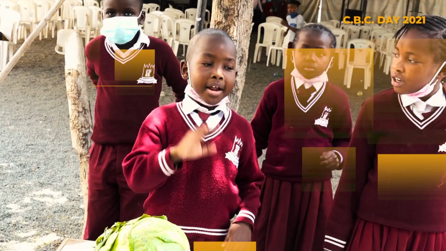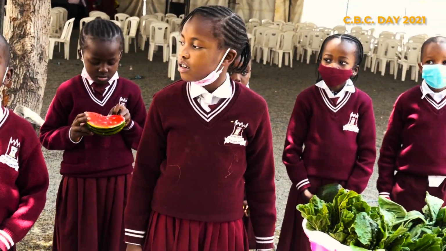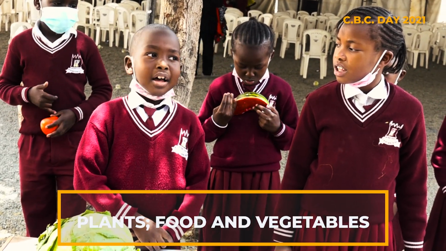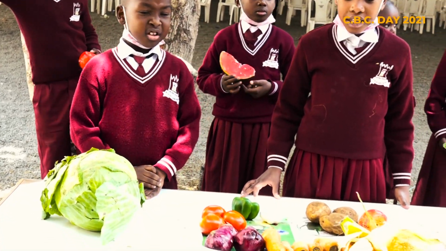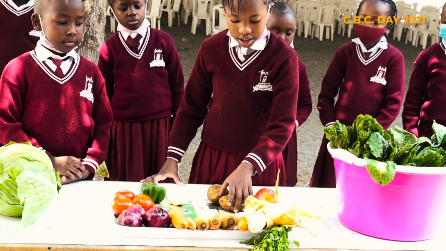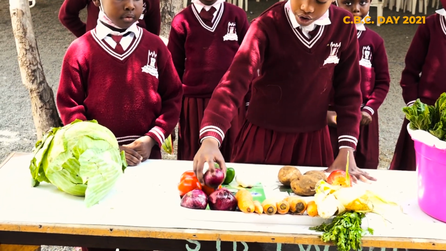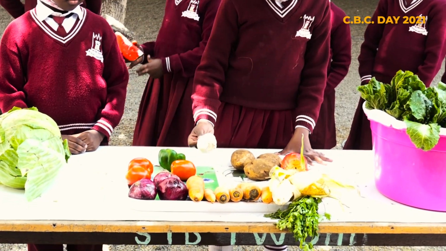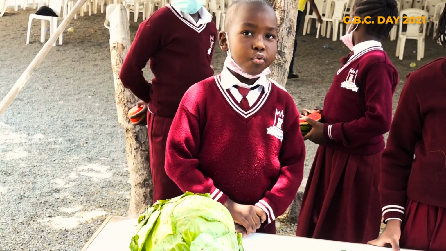Hello everyone, my name is Frank Puri. My name is Brihawi. And we want to talk about plants. Some plants grow in dry areas and other plants grow in wet areas. And also others give us food and vegetables like maize, potato. Let's go to the vegetables like onion, tomato, carrot, and garlic. And we also have cabbage, spinach, and sukuma wiki.